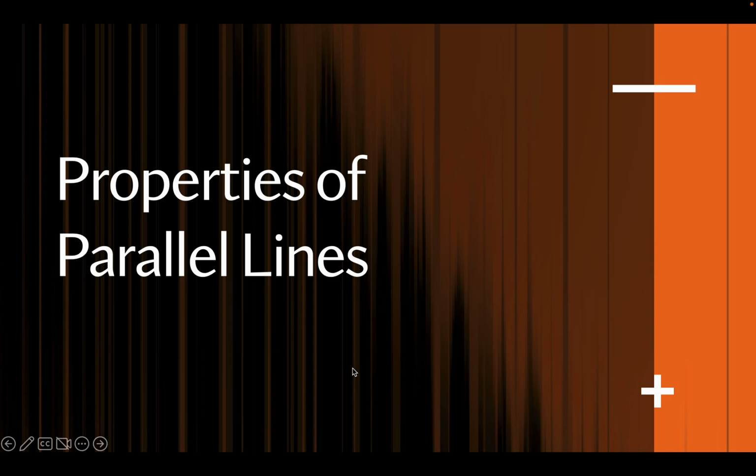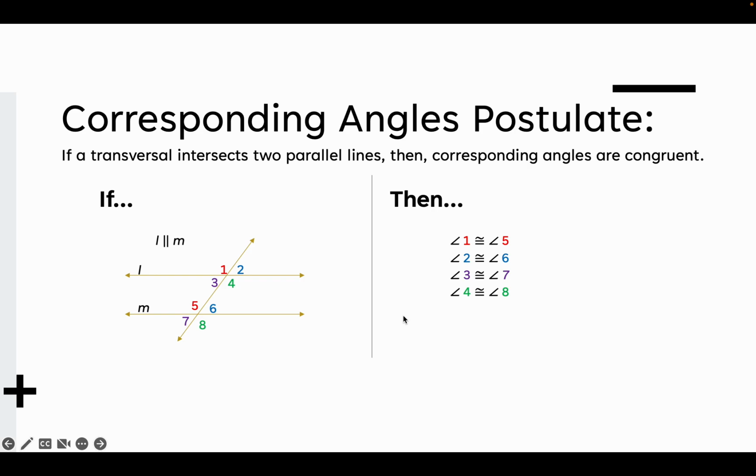Properties of parallel lines. You're going to need to know two rules today. The first one is called corresponding angles postulate.